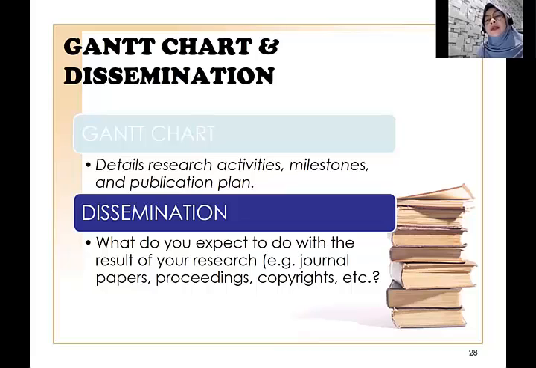Then we have Gantt chart and dissemination. So Gantt chart is detailed research activity, milestone, and publication plan. Then dissemination: what do you expect to do with the result of your research? Let's say you want to publish in a journal, what journal are you going to publish in, publish in proceedings, file for copyright and so forth. This is the output of the research.